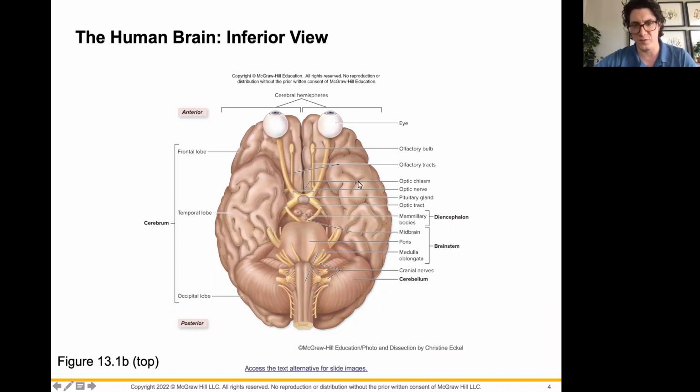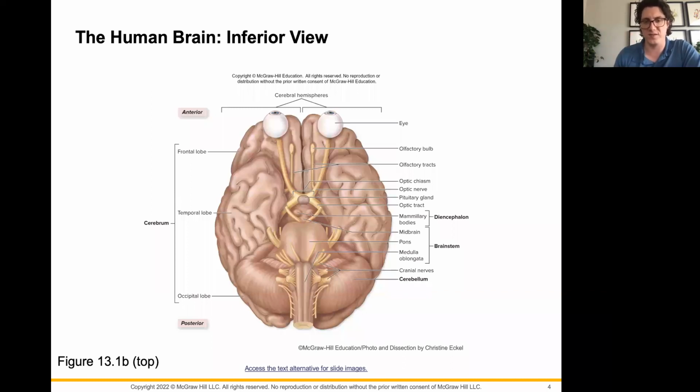Now we can still see the frontal lobe, we can still see the temporal lobe, occipital lobe here. We can also see all these yellow structures. All these yellow structures are the cranial nerves. So these are the cranial nerves. These are going to be sources of nervous input and output to the brain other than the spinal cord. So these things kind of all bypass the spinal cord.